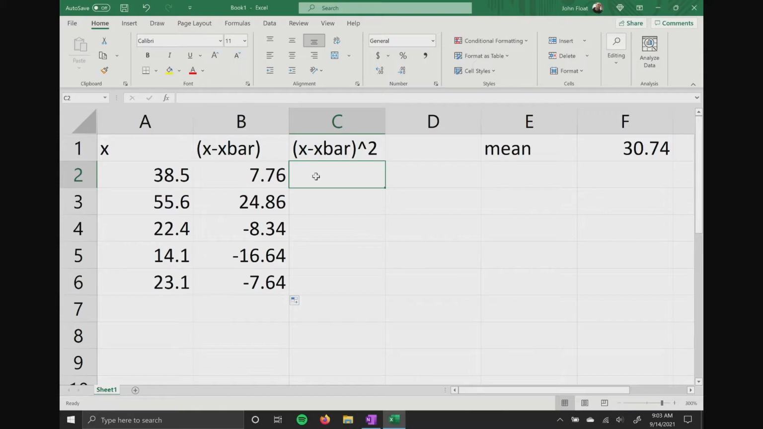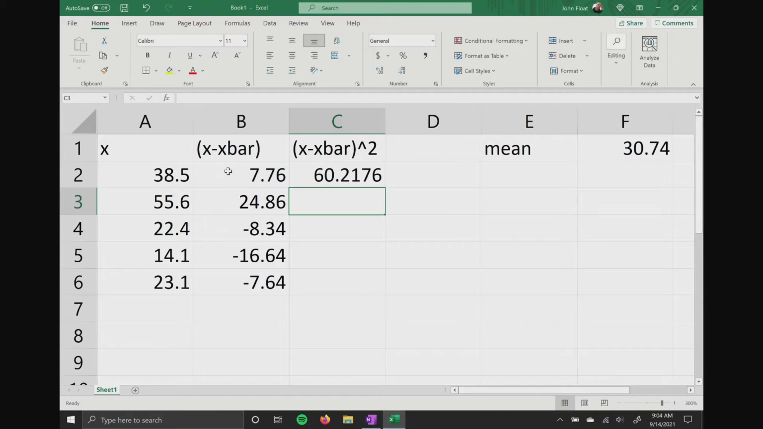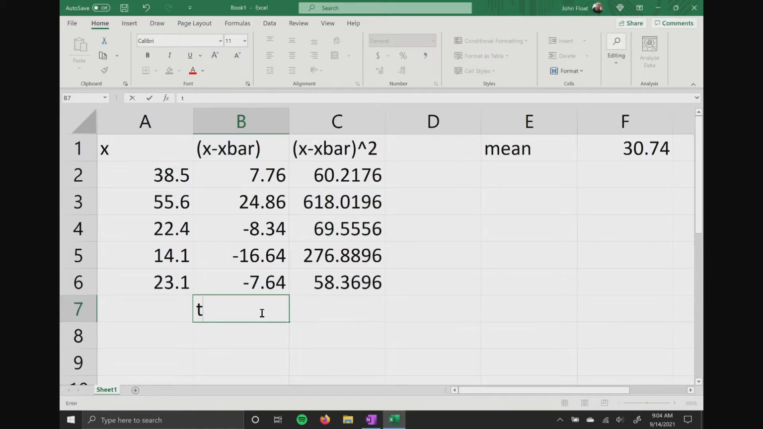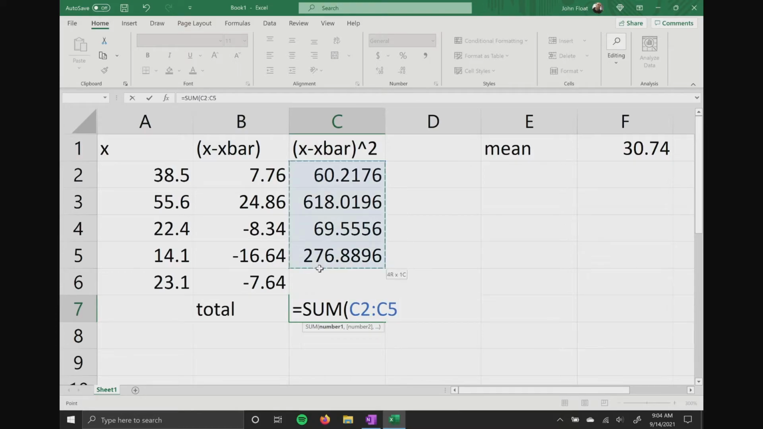For x minus x bar squared, I'm going to hit equals because I want to do some math. I need to take this column and just square it, because I've already calculated x minus x bar. All I want to do now is square all those values, and drag it all the way down. Beneath this, I'm going to type total, and then hit equals. Remember, total means addition, so we're going to sum up our values. We just type in the word sum, double click on it, and sum up all those values right there.